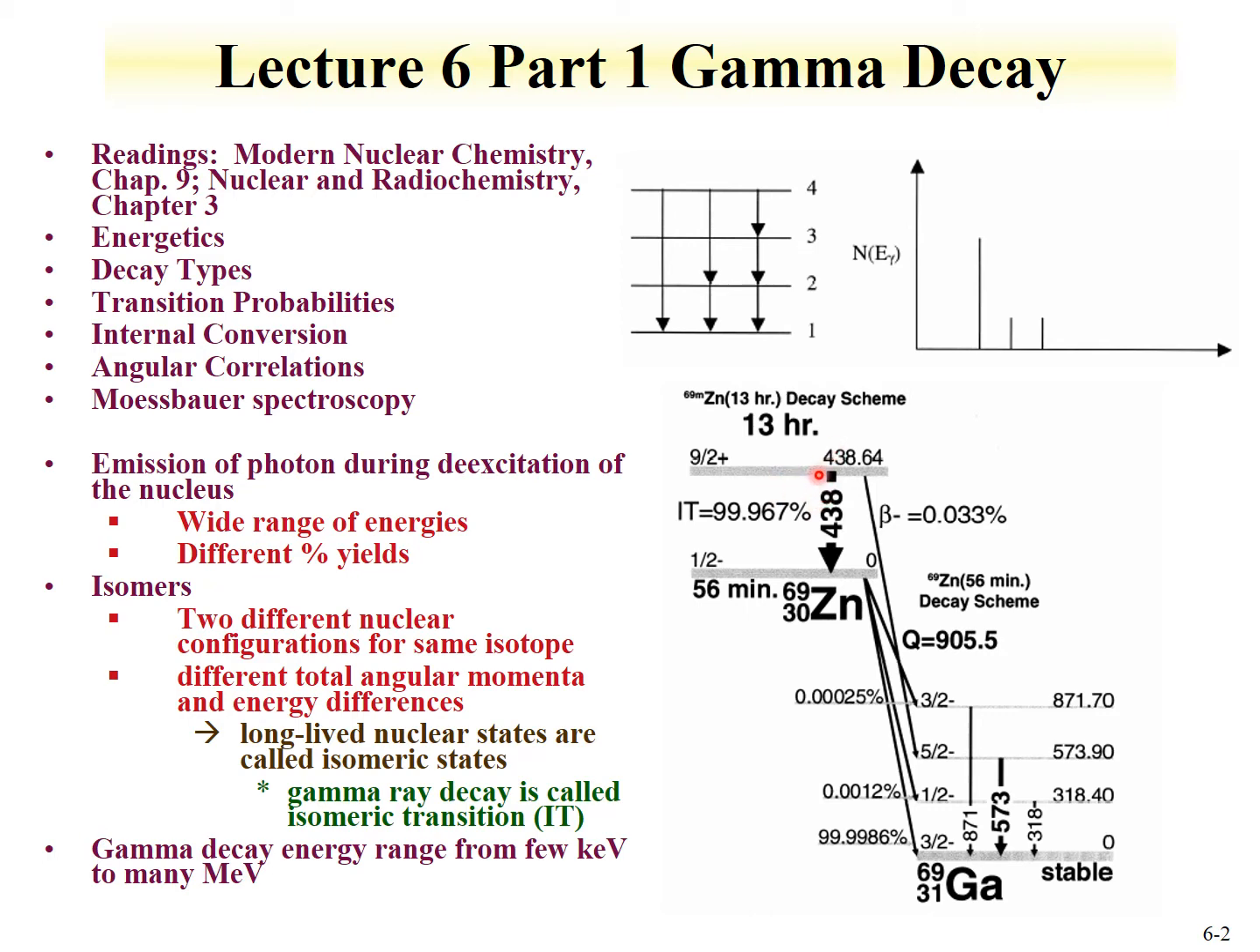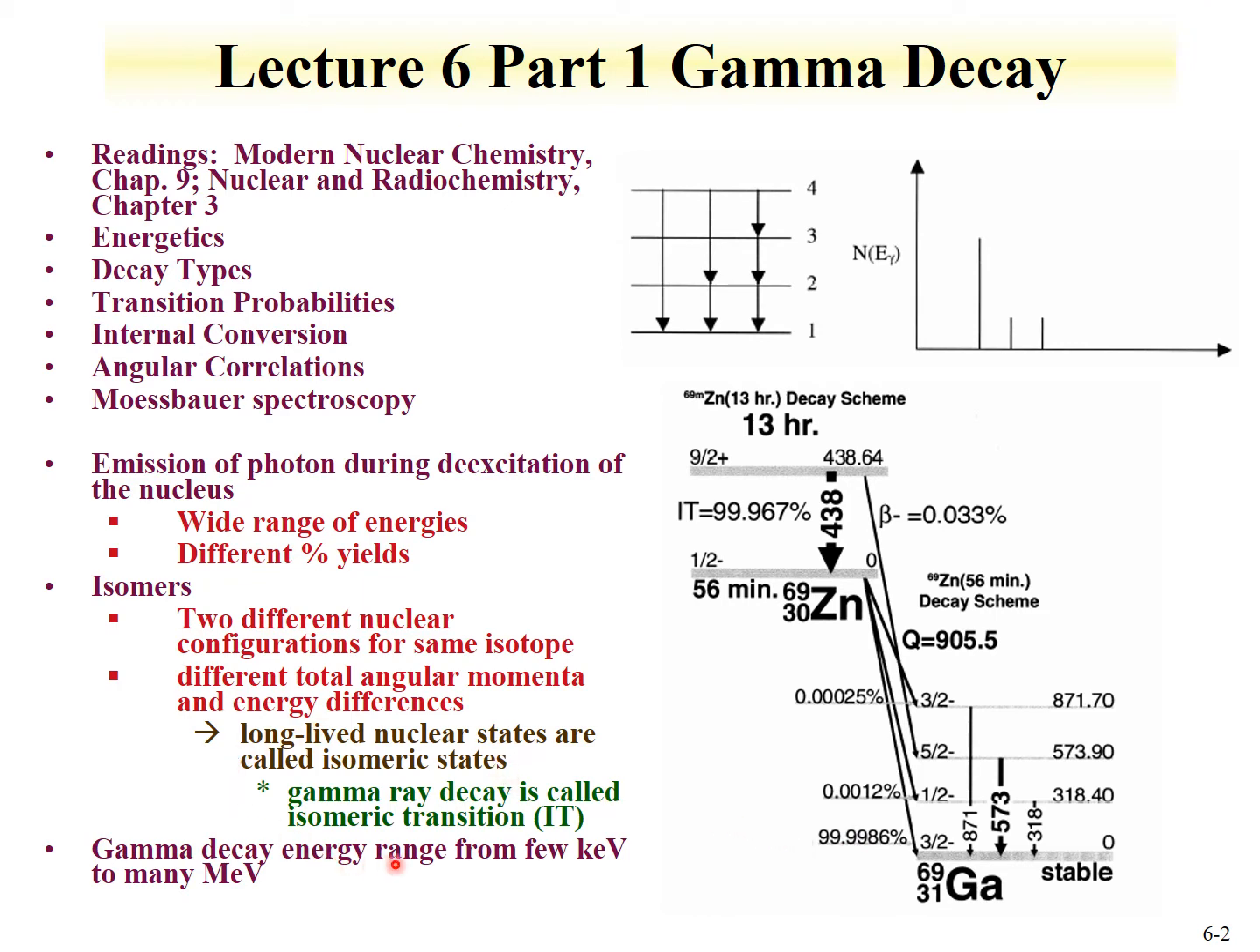And we see that this metastable state can decay either by emission of a photon to the ground state, and that occurs 99.967% of the time. Then a small percentage of the time, it'll decay by beta directly to the daughter. And as you can imagine, it would most likely decay to different states through the beta decay from the ground state, since it's going from 9/2 plus. In this case, it goes to a 5/2 minus state, whereas for the ground state of the zinc-69, it's 1/2 minus. It primarily goes to the 3/2 minus ground state of the gallium.